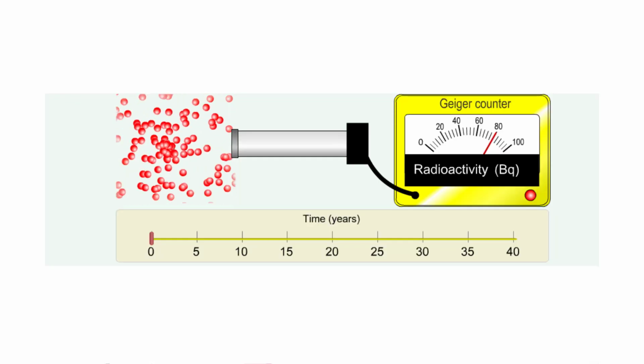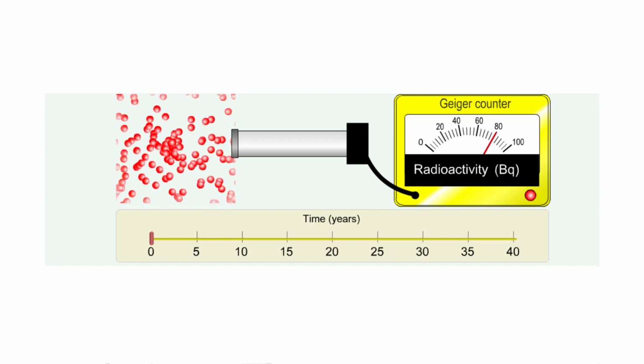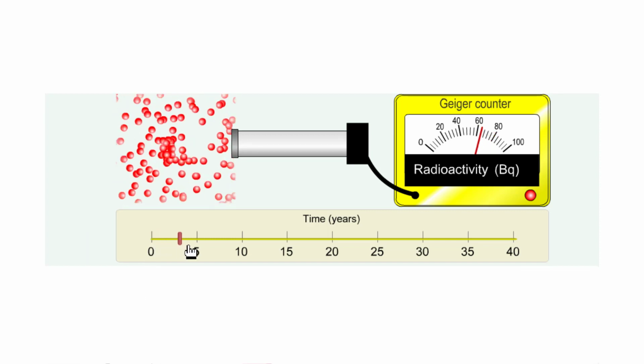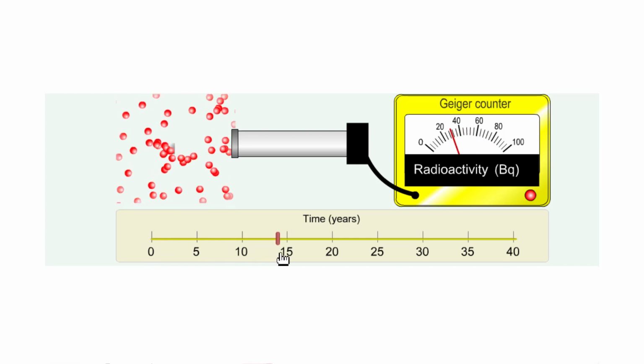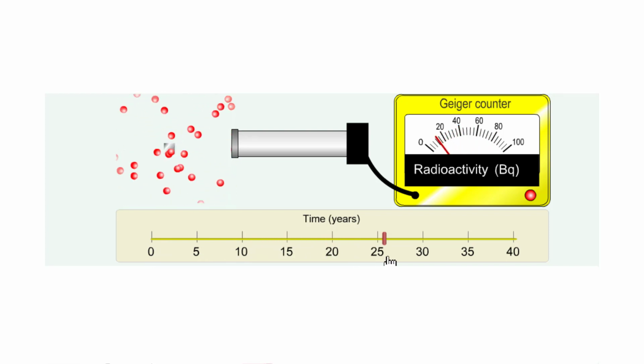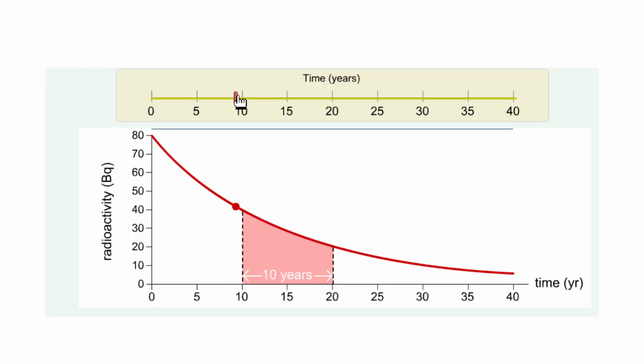Here's an isotope that emits alpha radiation with a half-life of 10 years. As we go forward in time, we can see it gets less and less radioactive. But why do we say its half-life is 10 years? It's because the radioactivity decreases by half every 10 years. It takes 10 years to go from 80 becquerels to 40 becquerels.